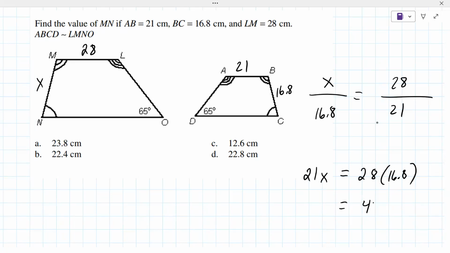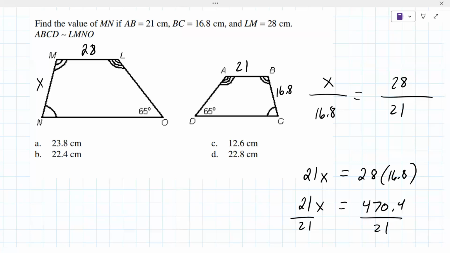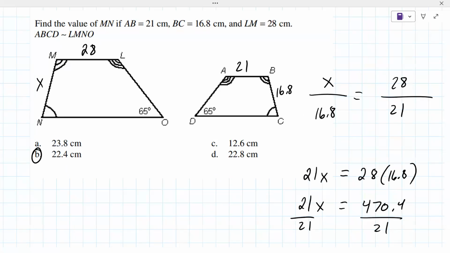470.4. Okay, and then you divide that by 21, 22.4. Very good. So the way you could potentially have estimated it is the answer is about 25% more than this, which is 4.2-ish. So it's not that, because these answers are pretty close together. That's why you've got to fully calculate it when you do this.